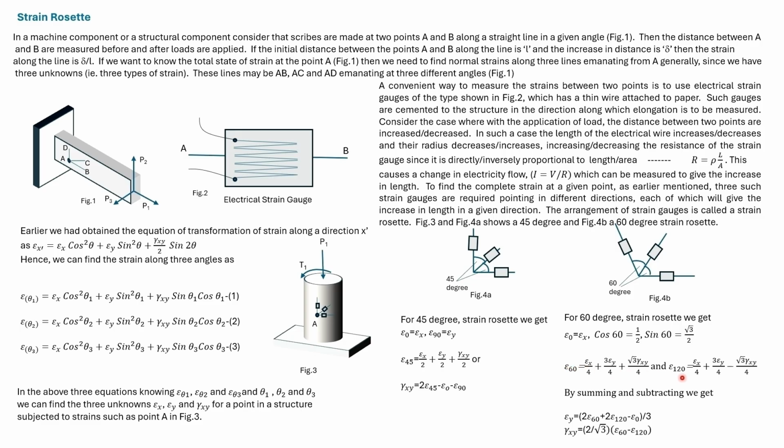If we add these two equations up, then the term with gamma xy cancels out. And since we already know epsilon x, we can find out epsilon y. If we subtract these two equations, then epsilon x and epsilon y cancel out, and we are only left with gamma xy. So gamma xy can be determined.